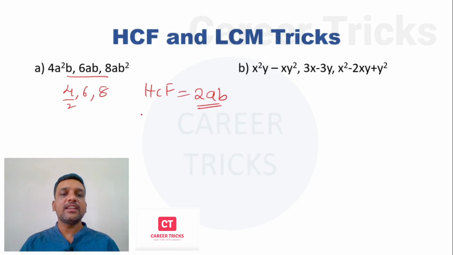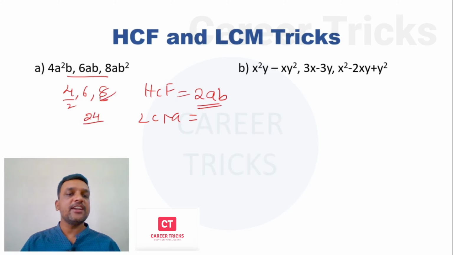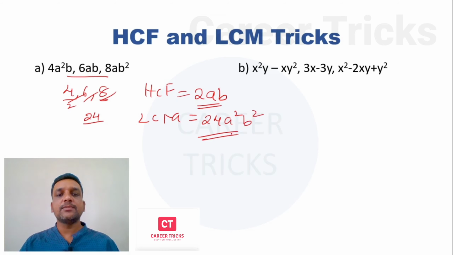When I come to the LCM, I will take 8. Is 8 divisible by 6? No. 8 twos are 16. 16 is not divisible by 6. 8 threes are 24. Is 24 divisible by 6? Yes. 24 is divisible by 8, 24 is divisible by 6, 24 is divisible by 4. Then the LCM is 24, and which is the highest power there? A square, I will write it as a square, and b square is there, I will write it as b square. This will be the LCM of these numbers.